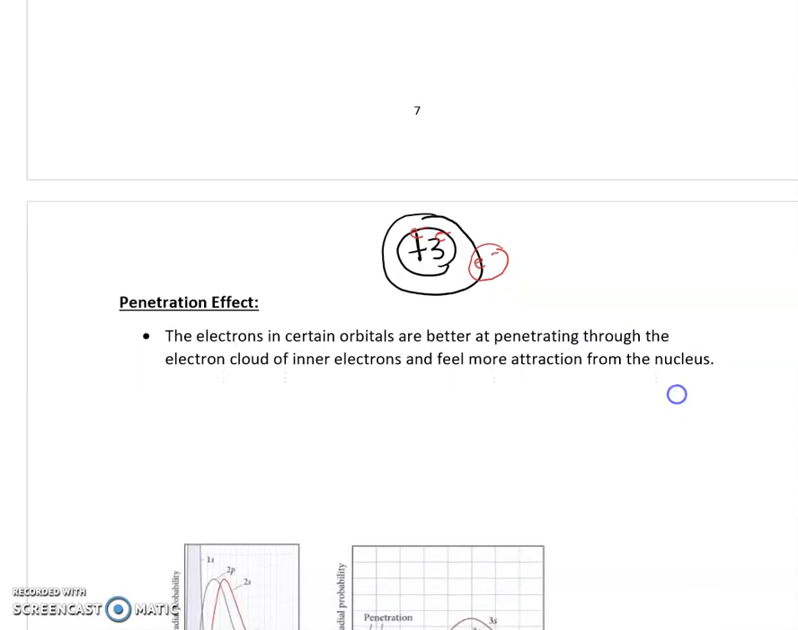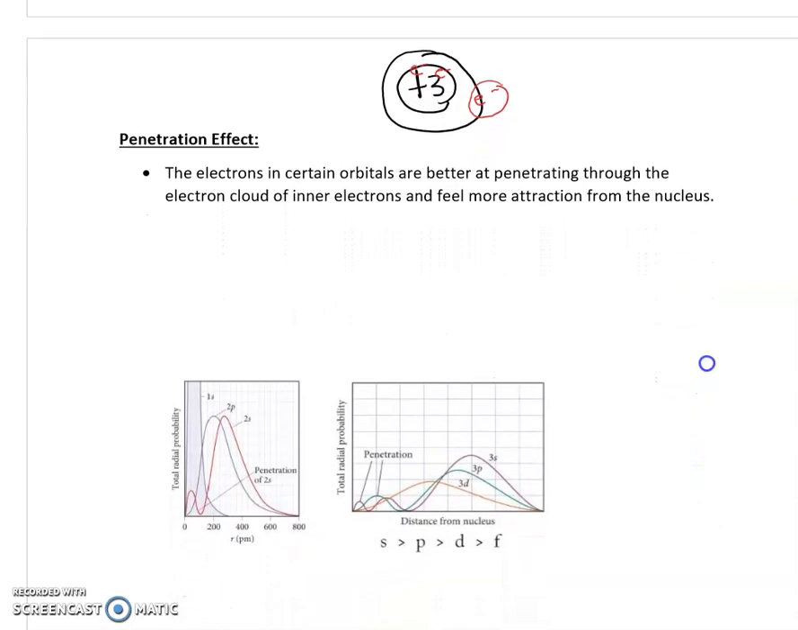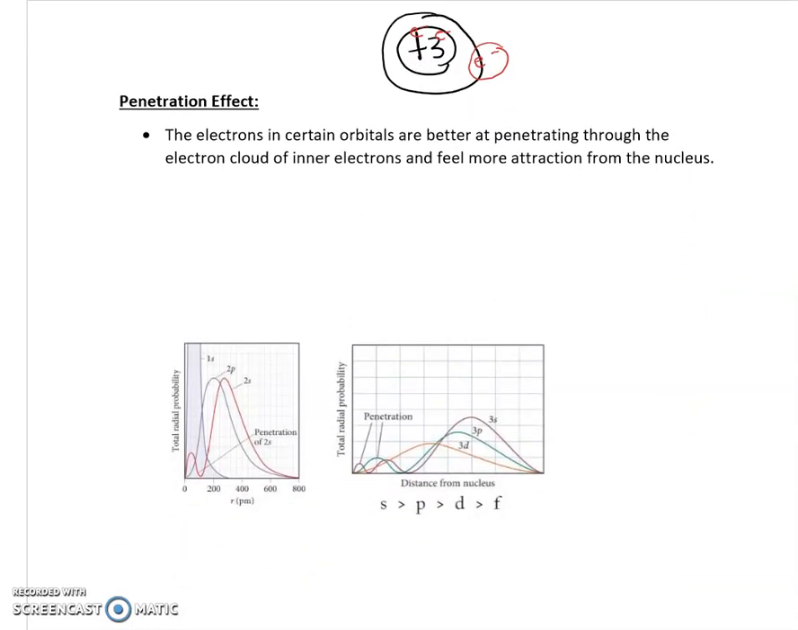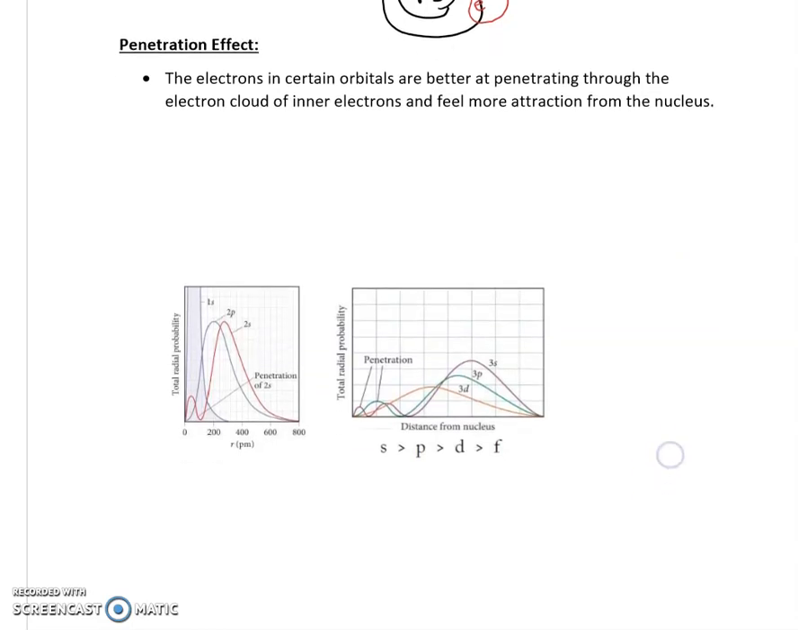Now, some orbitals have the ability to penetrate into the space of the core orbitals. Why do they do that? It's due to the difference in the wave functions and the shapes of the orbitals. So I'm going to start with the radial probability graph over here on the left. We went over this in chapter 7, but again, it shows the total probability of finding an electron within the spherical shell at the distance r from the nucleus, right? So the 1s is way up here, and we know that the 1s is going to be closer to the nucleus than here's the 2s and the 2p.